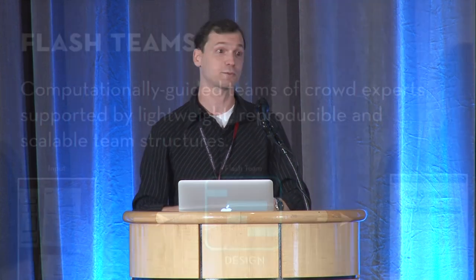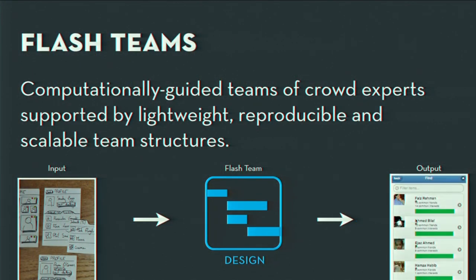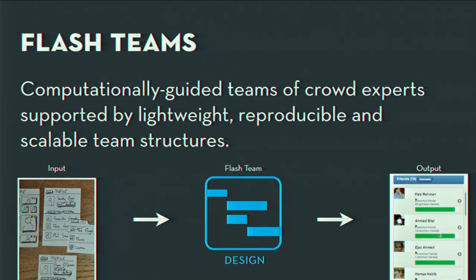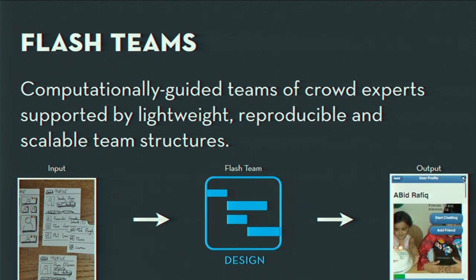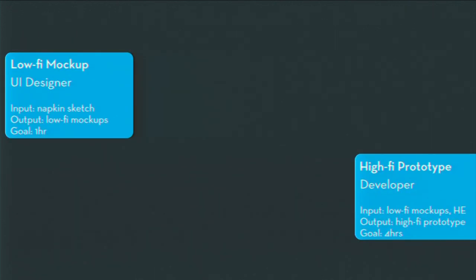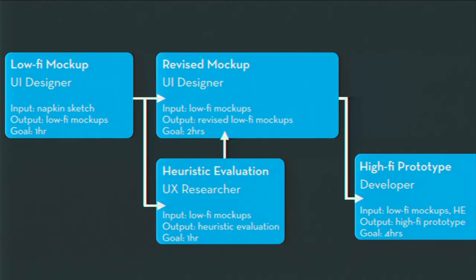So what we've been thinking about is things that we call flash teams, which are computational approaches to bringing together groups of experts who have never before met, may never meet again, and scaffolding them to complete really complex tasks, such as that napkin sketch example I just gave you. And under the hood, it looks very simple. It's effectively a very structured workflow where you just want to connect things like low-fidelity mockups to high-fidelity prototypes through the kinds of skills you need and structured inputs and outputs. What's really interesting about this is that for the first time, computation actually has visibility into the work that people are trying to accomplish. And because it does, it can start to enact on it.